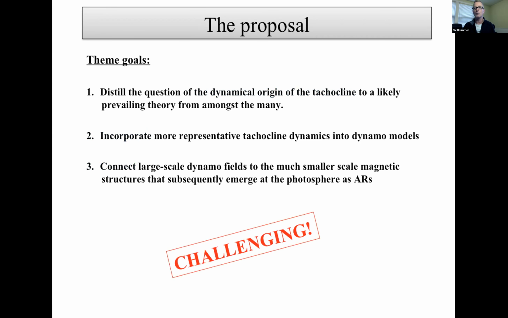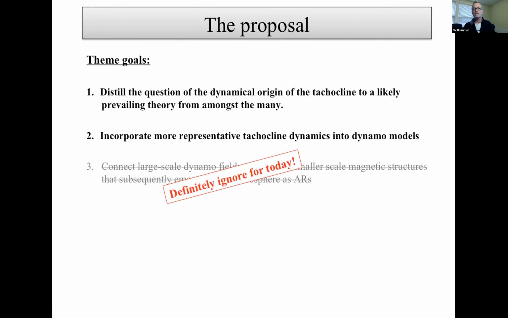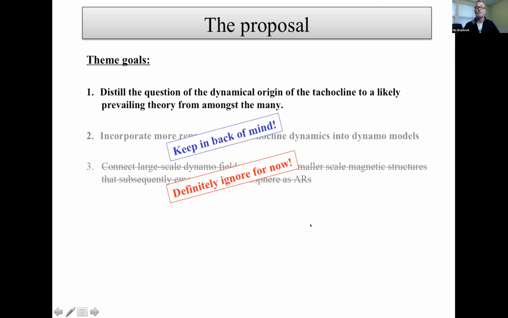So we can't do all of these today. My idea, our idea for today, is to definitely ignore the third one. The third one connects this theme with next week's workshop theme, which is about flux transport and flux emergence. So we're not really going to talk too much about that today. We're going to keep how you would implement all this into dynamo models in the back of our minds all the time, because that's our ultimate goal.